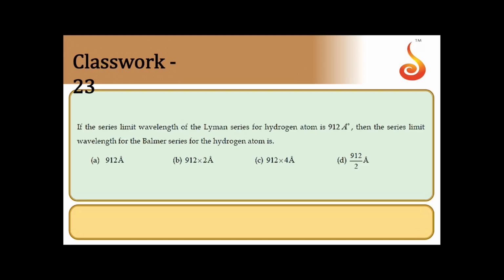If the series limit wavelength of Lyman series for hydrogen atom is 912 angstrom, then the series limit wavelength for Balmer series of hydrogen atom is.